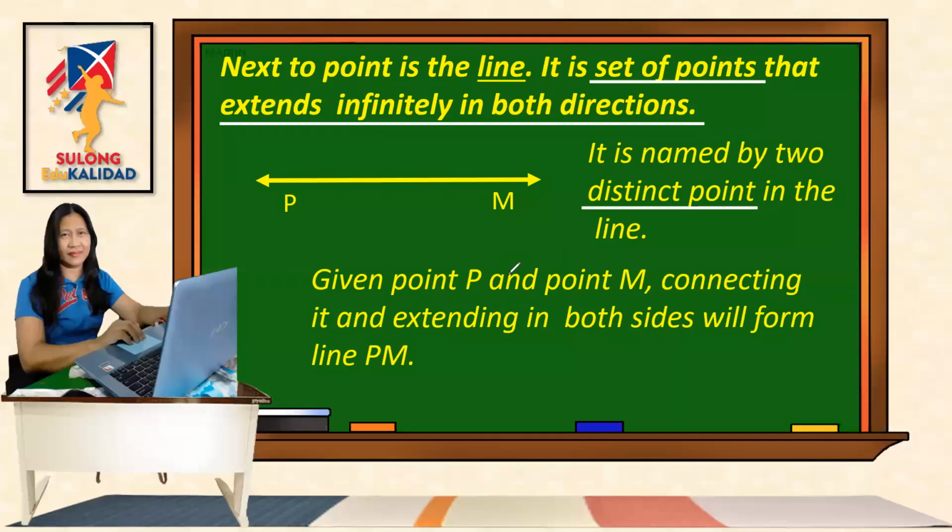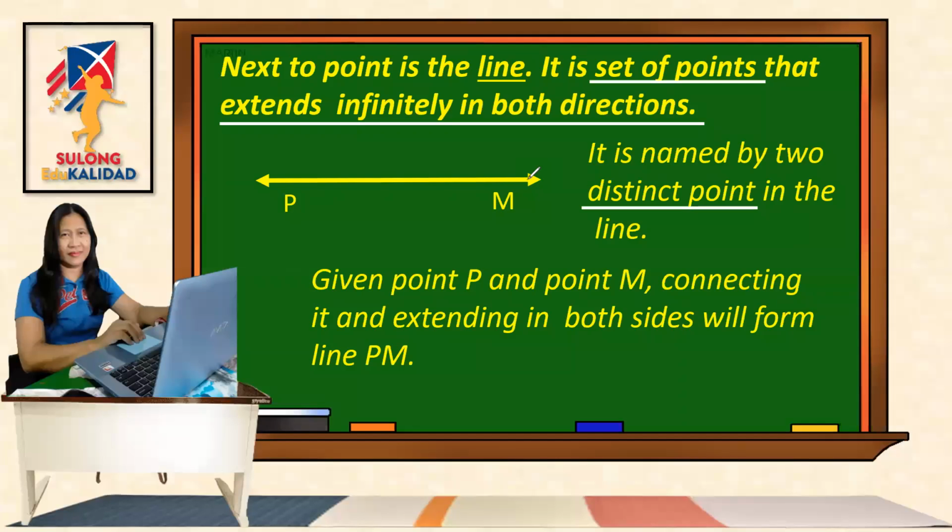It tells us that you can extend. Look at that arrow there. May arrow dyan, at may arrow din sa kabila on both ends. It only tells us that you can extend that line in both directions. Pwede pa daw yan pahabain ng pahabain. Yun ang ibig sabihin ng arrow. Dahil gusto ko ganyan lang kaikli, yan lang kaikli yung line na ginawa ko dyan sa screen.